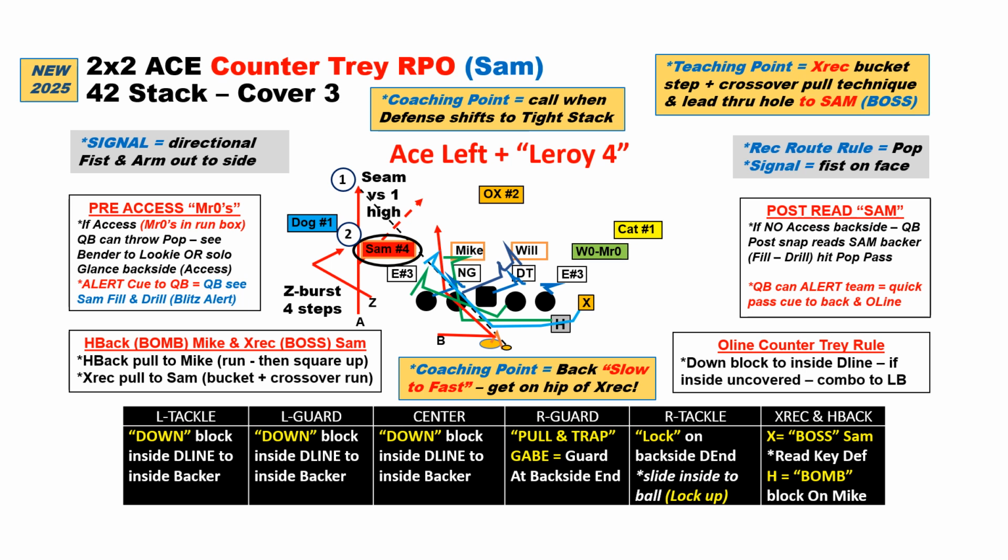Quarterback will still read the Sam, but only throws if we've got a wide open A or Z, because we've got the X as the extra blocker on the Sam.